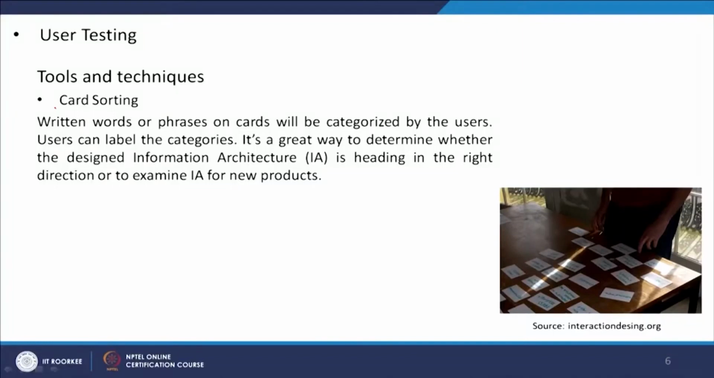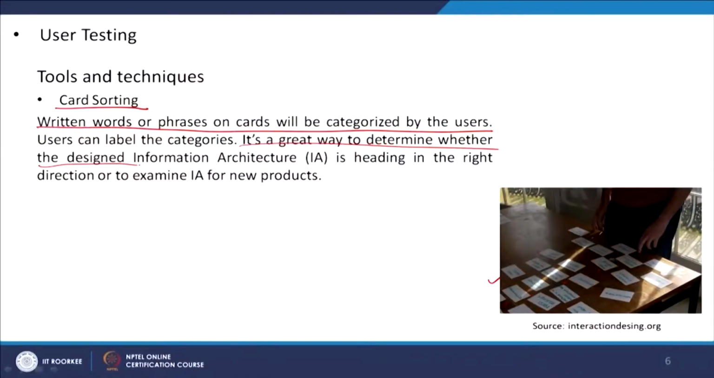So another tool and technique is card sorting. Here you can see the process of card sorting. The written words or phrases on cards will be categorized by the user. These written cards of different words can be given to the users, and this is very important to do qualitative research. There can be different emotions written on the card, different usages of a particular product written on the card, or anything which can be written on the card, and then it will be given to the users, and the user will categorize them, and they can also sort which they are related to.